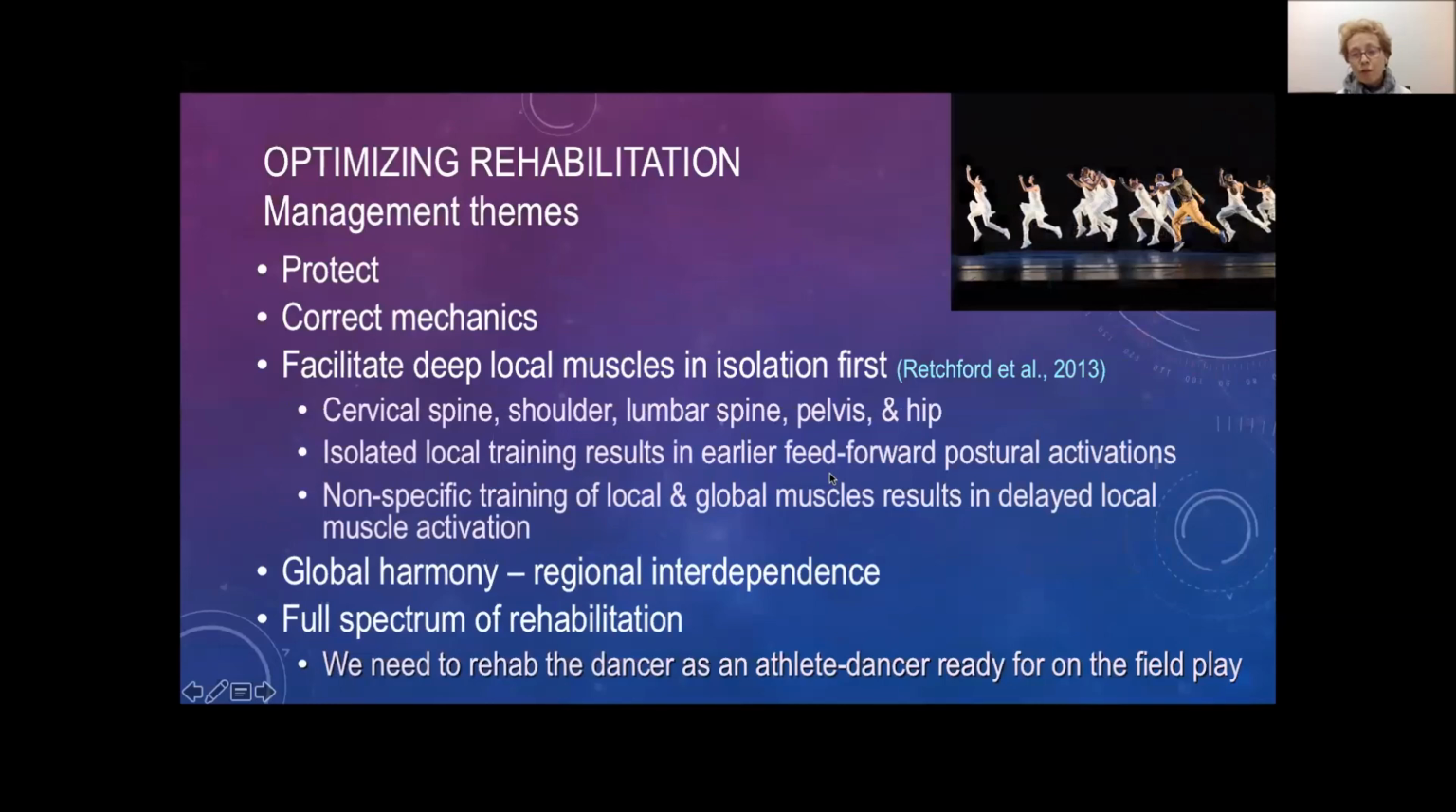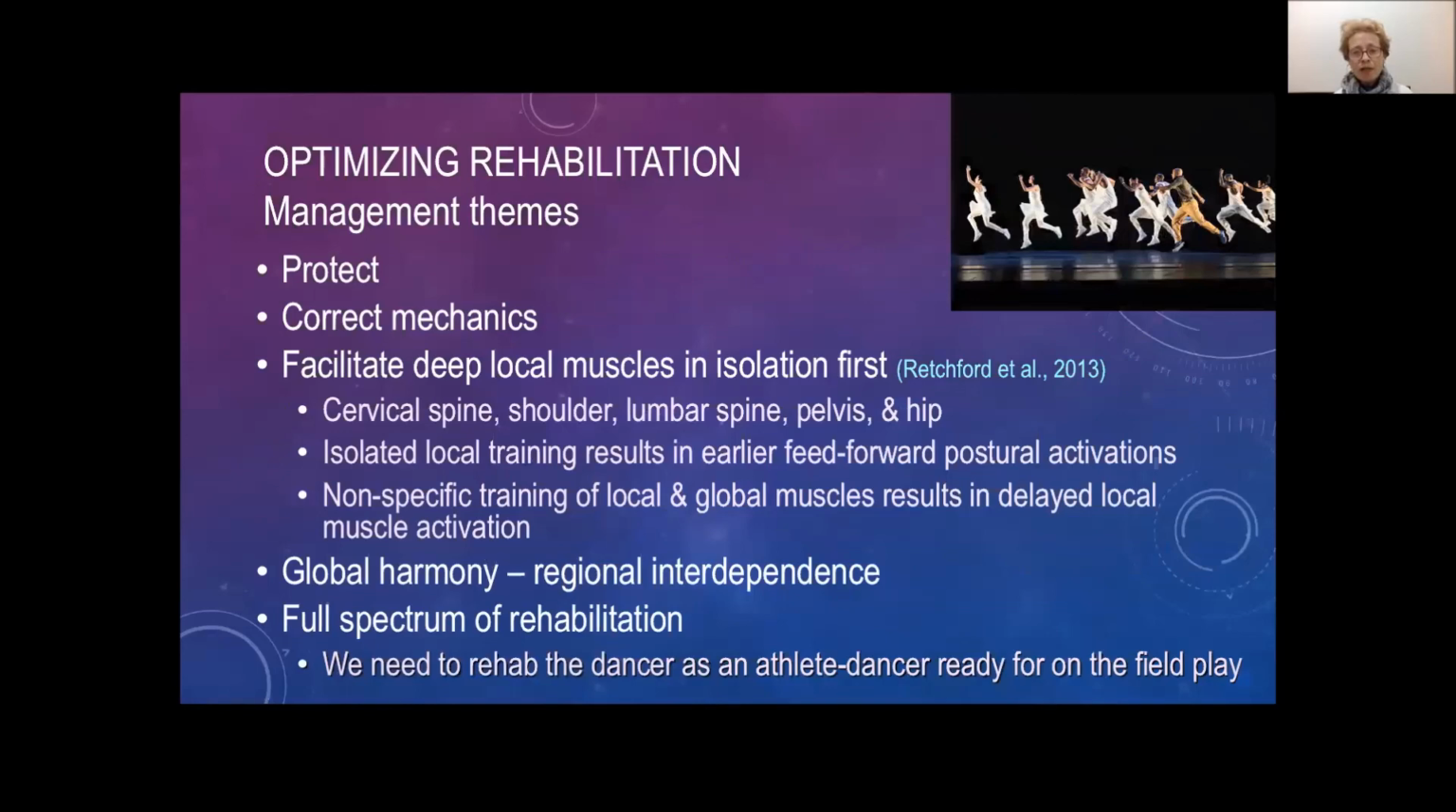When we just do non-specific training of local and global muscles, this results in delayed local muscle activation. We want to think about regional interdependence so that we have a global harmony of all of the body participating in the movements. And then we really need to think about rehabbing the dancer as an athlete, dancer ready for return to play on the field, because I think sometimes we're not aggressive enough in those end stages.